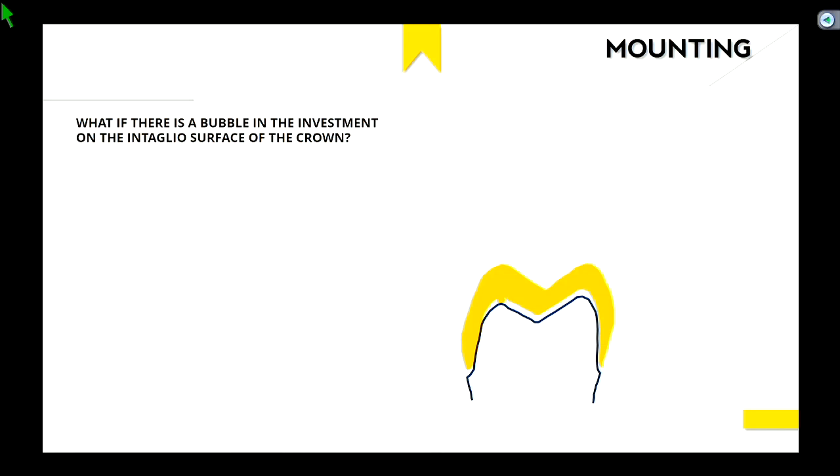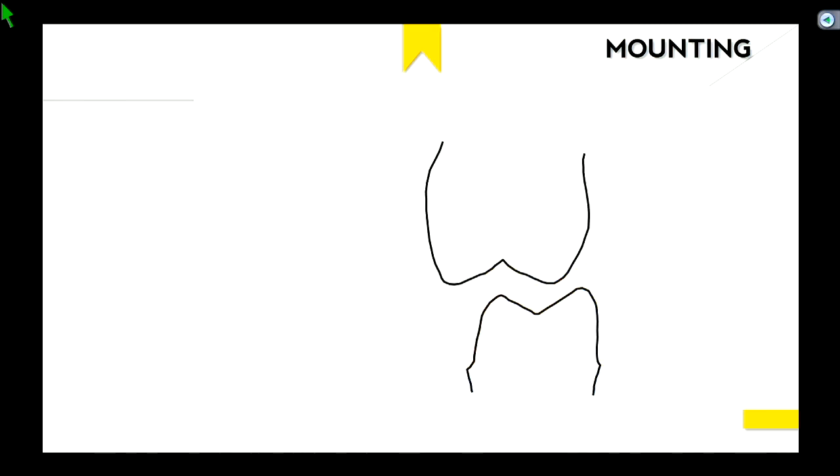So this will be an example of a test question. We'll paint the scenario. There's an air bubble trapped on the intaglio surface of the crown before or during the investment procedure. What's going to happen to your crown when you try to seat it? The answer in this scenario would be that it would be in hyperocclusion and open margin, assuming that you didn't correct for this error. Everybody with me? Okay.